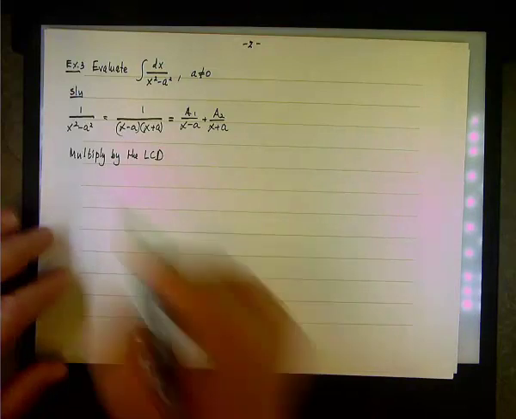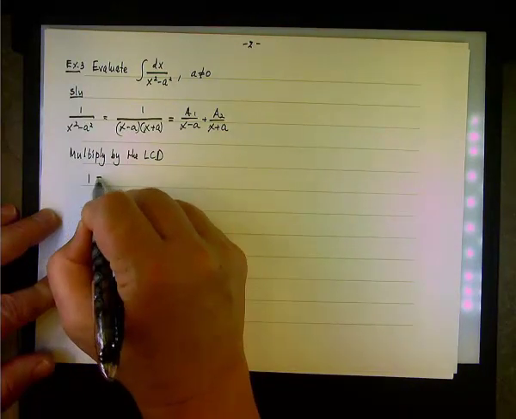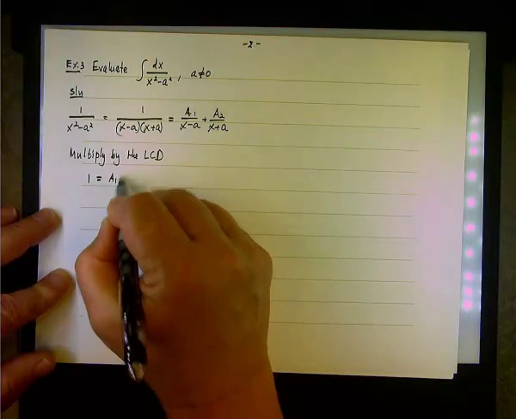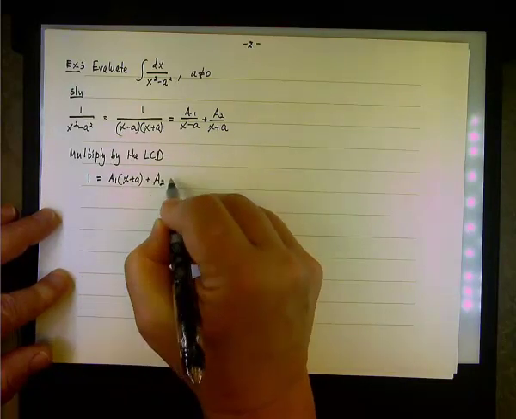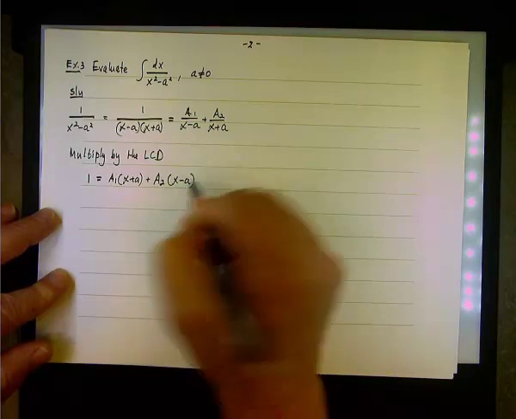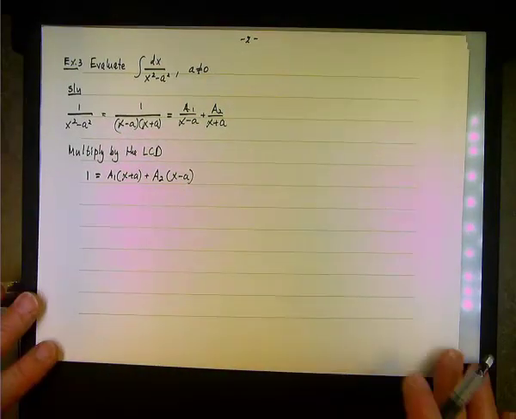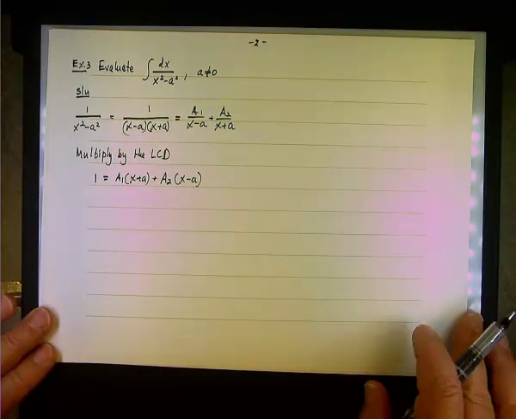And at this point, we lose the denominator on both sides. On the left we have simply 1, and on the right we have A1 times x plus a plus A2 times x minus a. And this is very conducive to use the technique that I just showed you before.